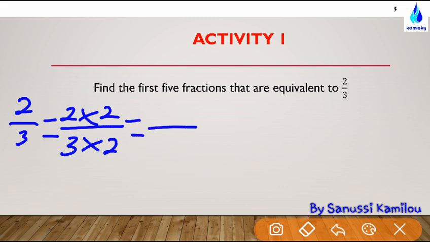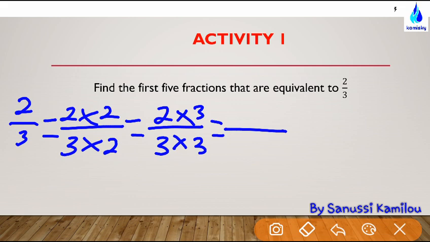Then our fraction 2/3 times, now we are using 3. I should also multiply the denominator by 3. What is it giving us? Let's move to the next one. This time around, I want to multiply by 4. And the denominator must also be the same as what? 4. We should multiply by 4.